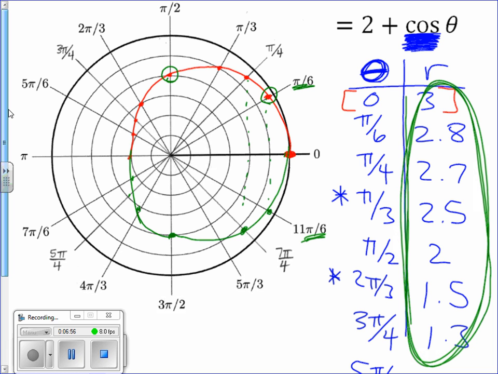So we get an idea of what this shape was looking like from the beginning. Okay, forgive my drawing. I never said I was a good artist. But you're getting the idea of how we can recreate this shape on the bottom half of this polar grid using the symmetry.